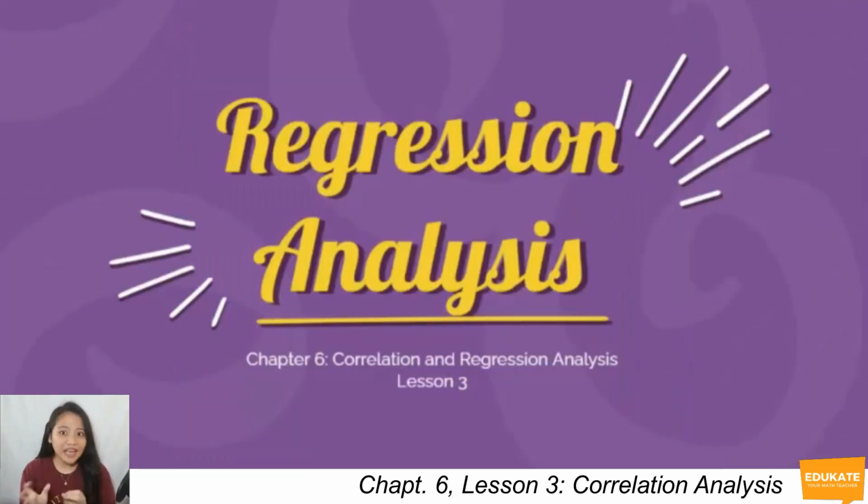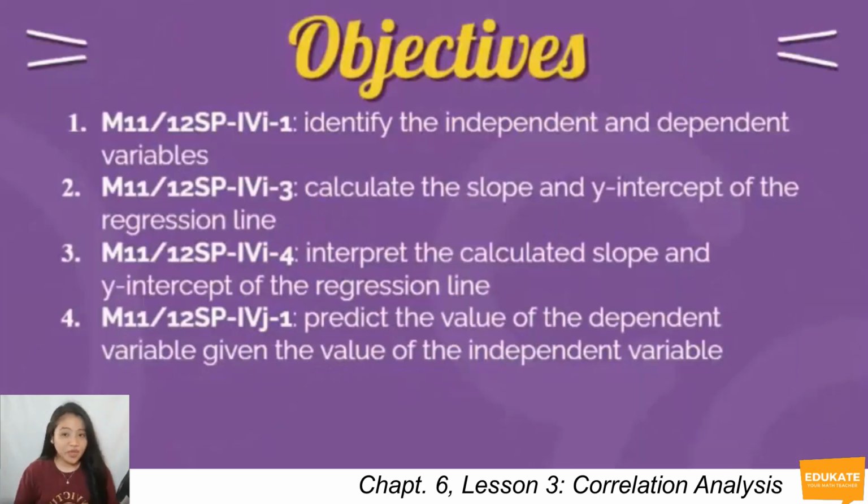Our last topic for this chapter is regression analysis under Chapter 6, correlation and regression analysis. We have four main objectives for today: to identify the independent and dependent variables, calculate the slope and y-intercept of the regression line, interpret the calculated slope and y-intercept of the regression line, and predict the value of the dependent variable given the value of the independent variable.